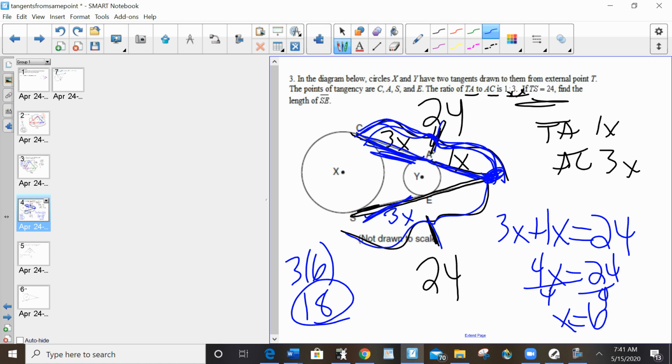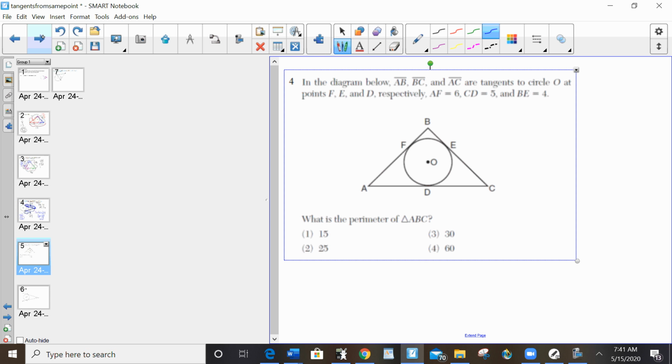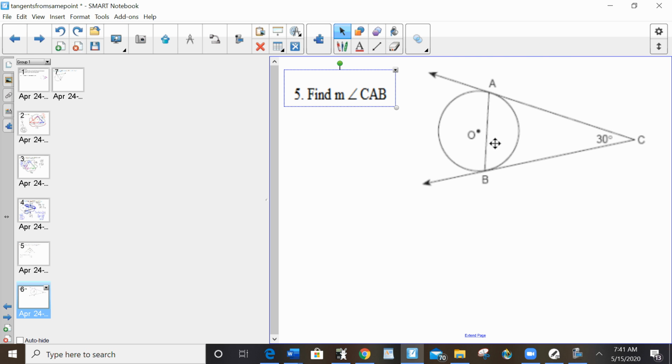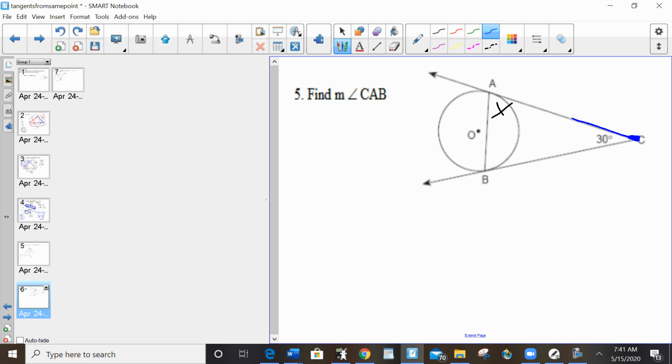We're going to go over just one more together, and then we're going to have you practice, and I'm going to give you a short one-question quiz. Asking for the measure of angle CAB. Well, here's what I see. I see the tangent, and I see another tangent. I see two tangents drawn from the same point, therefore they must be congruent.